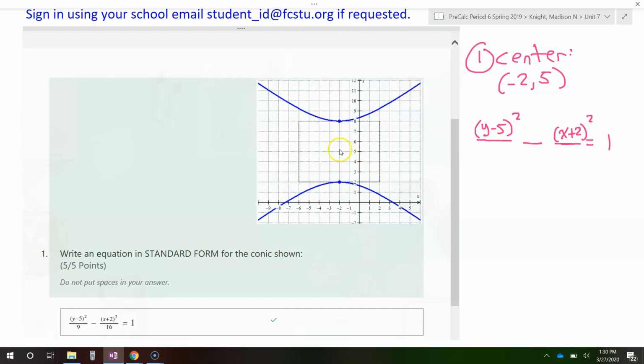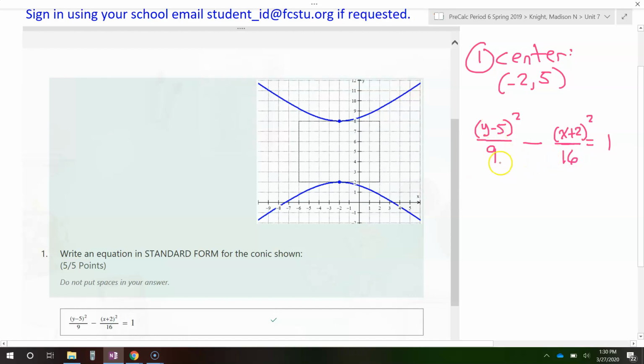Now, in the y direction, I see that from the center to the vertex, that's a distance of 3. So that's why underneath the y term, I'm going to do 3 squared, 9. In the x direction, to the side of the box here, I see that it's 4 units. So that's why I'm going to put a 16 right here. So that is the equation. That was pretty easy.